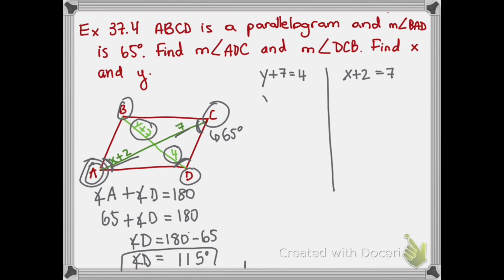And then we just solve that easy equation by passing the 7 to subtract. So in this case, y equals -3. And then in this case, we have to pass the 2 to subtract, and x equals 5. And that's it. So notice how we use the information we learned about properties of parallelograms to solve this exercise.